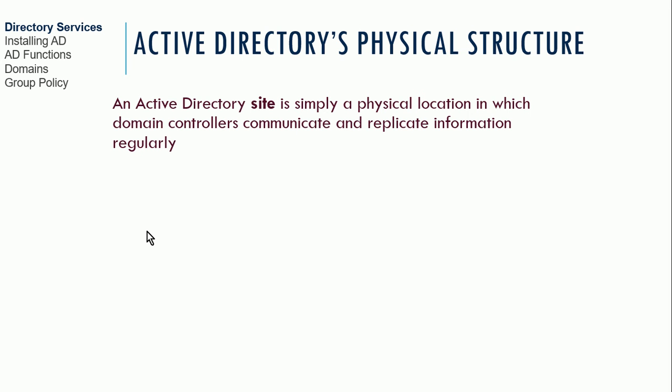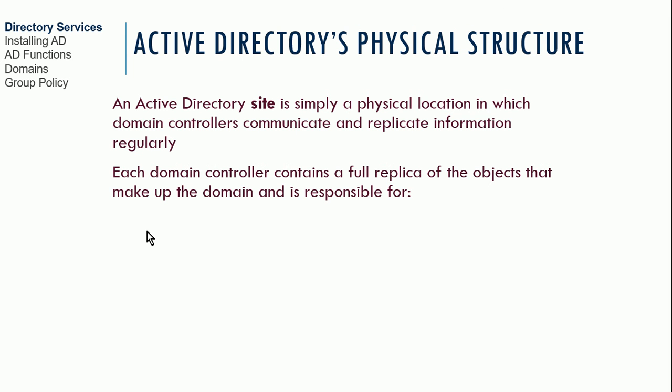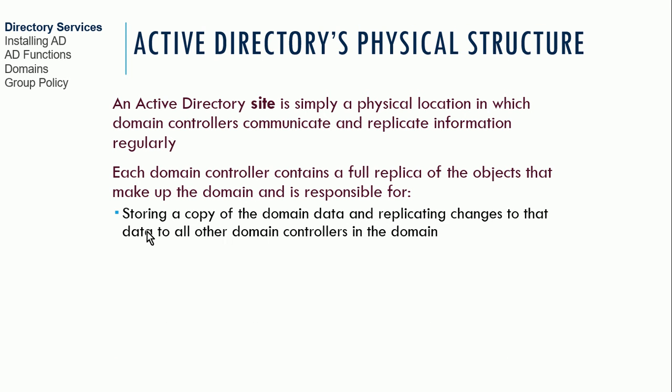For example, you wouldn't want to be doing real-time replication between a server that's over a really slow WAN in a remote office that only has 6 users, right? So there's some efficiency that you can have when that understanding of the physical structure is understood by the domain controller. Each domain controller contains a full replica of the objects that make up the domain and is responsible for. So in other words, with that distributed database, every domain controller has a replica of all of the information within its own domain.